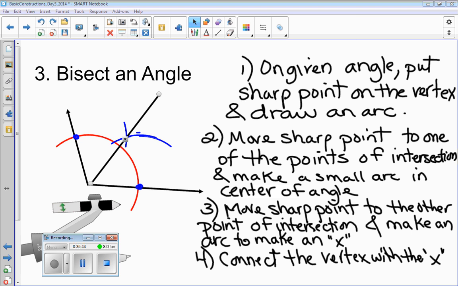These are the final sets of steps. Make sure you include those in your notes. I might ask, guys, listen, on a notebook check, how many steps is a bisecting angle construction? You should use your notes and be able to answer those 4 steps.